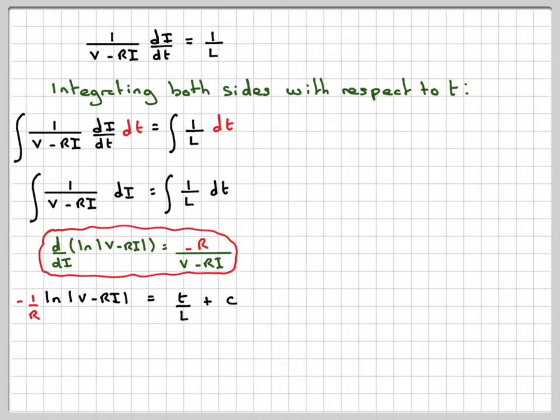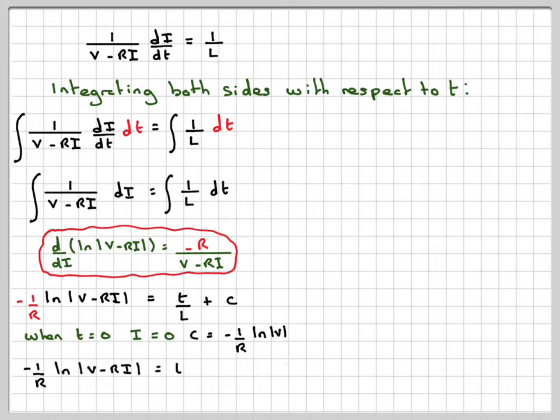Now, a good time to try and find out what c is. When t is equal to 0, i is 0. So this bit will be 0, and this here will be 0. So we're just going to have minus 1 over R ln of V. So c is minus 1 over R ln of V. Substituting that in here instead of c, we get minus 1 over R ln of V minus Ri is equal to t over L, minus the constant of minus 1 over R ln of V.